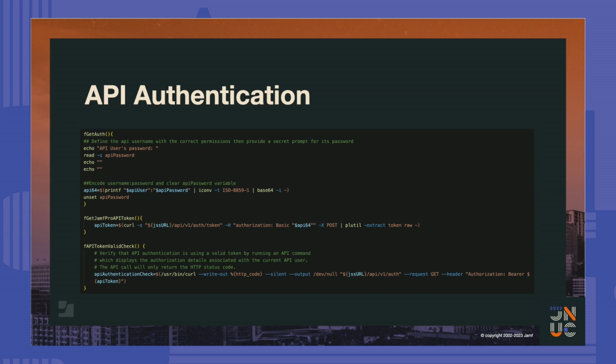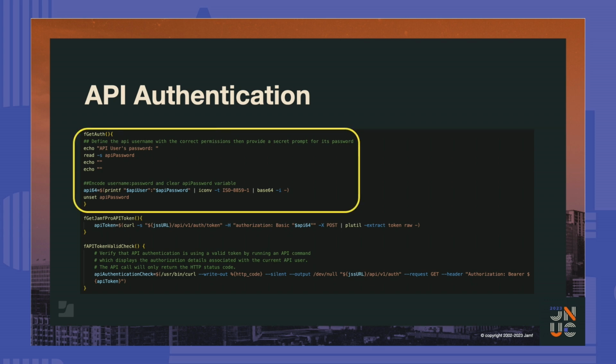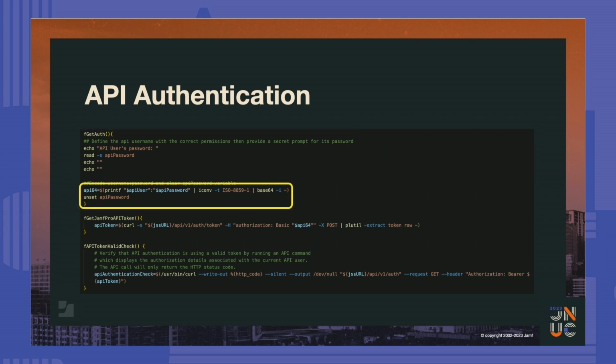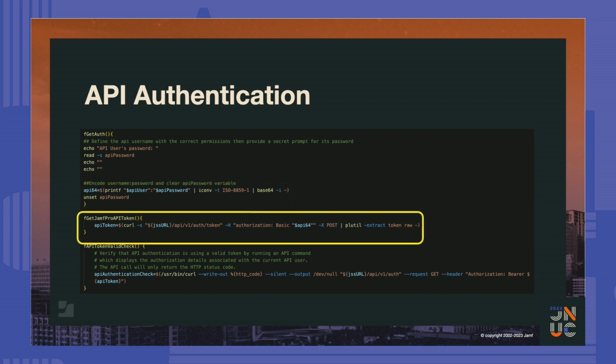All right, so API authentication. So here's our first function of actually getting that authentication. So here's where it prompts for the password. I'm using a read -s command, and that is just telling it to prompt for the password. The -s is going to say, don't show the password when the person is typing that in, and that becomes our variable. The next part, within the Jamf API, it wants to work with a base64 encoded string, so that's what it's creating there.